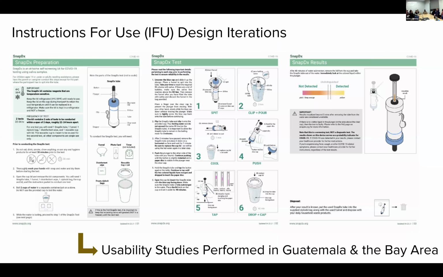And then they also ran usability studies in both Guatemala and the Bay Area. These were studies where the participants did not have in-person training, but just looked at the instructions for use, or IFU, and were able to successfully operate the device. So the device also needs to be easy to use, in addition to not requiring any sort of expensive equipment, and in addition to being cheap. So there are many design considerations when you're talking about frugal science and frugal technology.